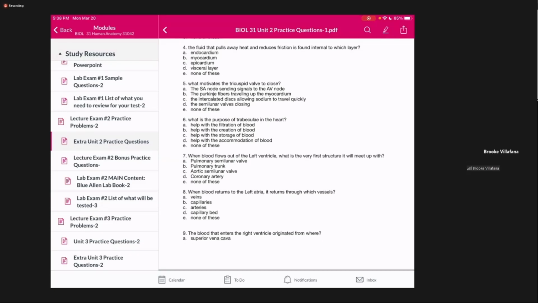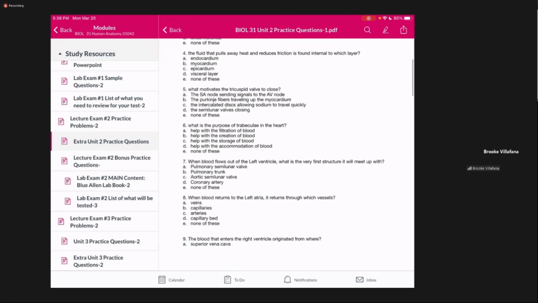Okay, so for question 4, the fluid that pulls away heat and reduces friction is found internal to which layer? So question 4. So first think of what that fluid is, and then you can think of where it is, and then the location is how I would do that question. So if a fluid is found internal, it means it's closer to the heart.